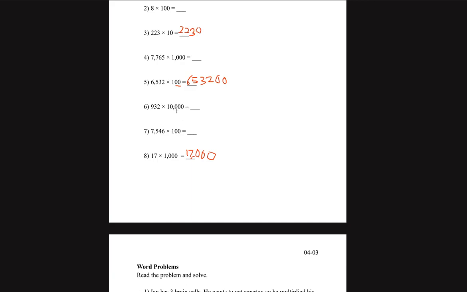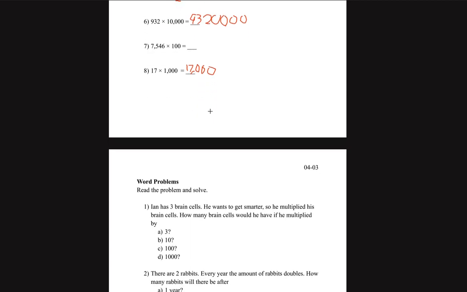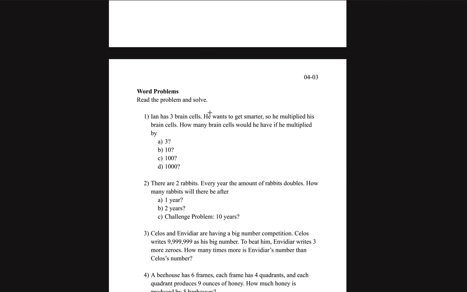And then last one, let's try number 6. We have 932 times 10,000. We count 4 zeros, and we have 932. Write it out. Then we add the zeros. We add the 4 zeros. And our final answer should be 9,320,000. Okay, let's move on to some more problems then.